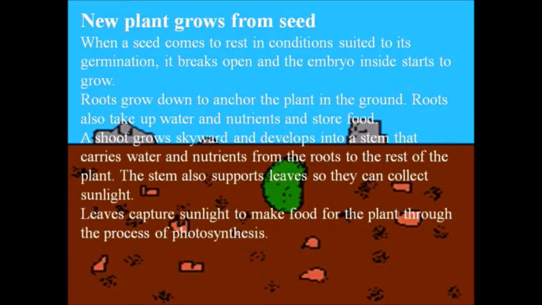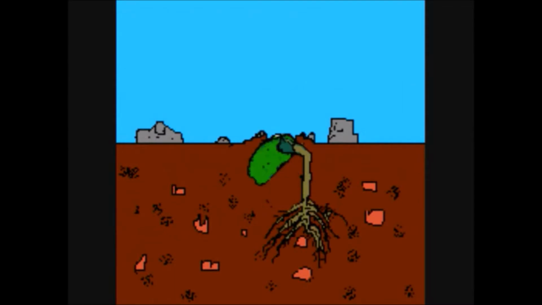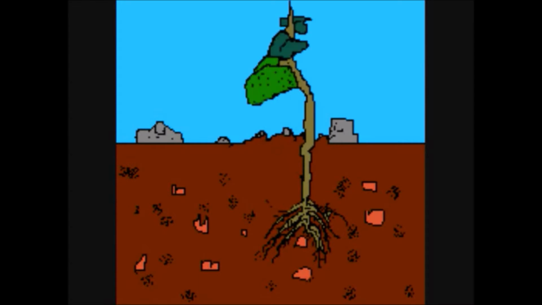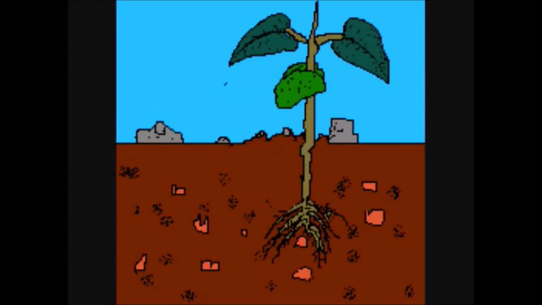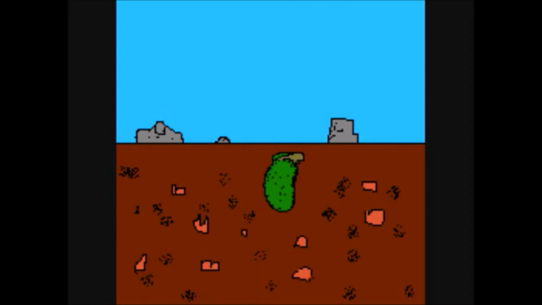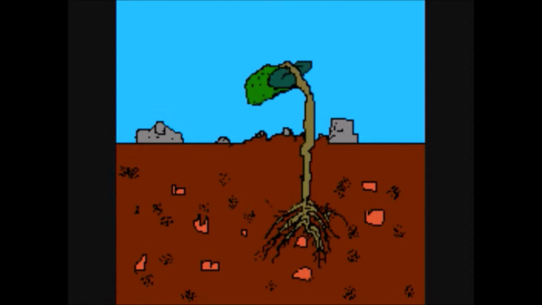New plant grows from seed. When a seed comes to rest in conditions suited to its germination, it breaks open and the embryo inside starts to grow. Roots grow down to anchor the plant in the ground. Roots also take up water and nutrients and store food.